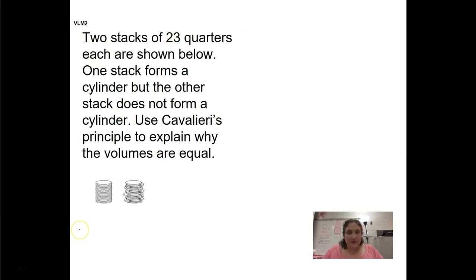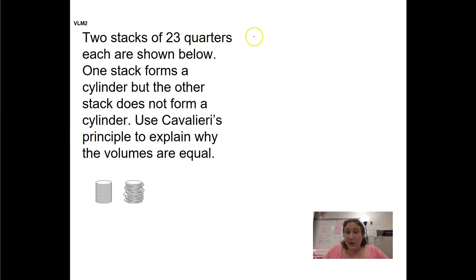All right, here's our next one. Now it says 2 stacks of 23 quarters each are shown below. One stack forms a cylinder, but the other stack does not form a cylinder. Use Cavalieri's principle to explain why the volumes are the same.